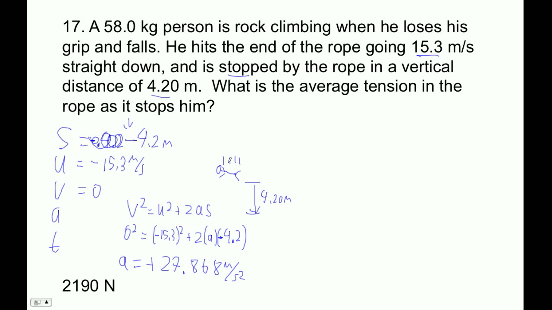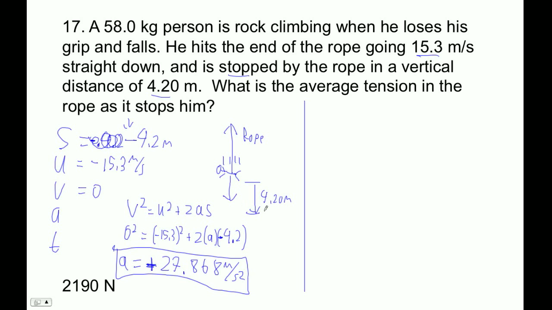So remember, if you stop moving down, you actually should accelerate up, okay? So this will be important. The tension in the rope will be bigger than his weight because he's accelerating up at nearly 3 Gs, okay? So now the second part of the problem is we need to analyze the forces acting on this guy, right? As he stops, the force up is the tension in the rope. Gravity still is acting on him down, right?